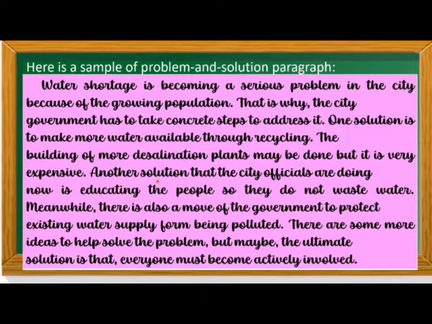So here's the sample of a problem and solution paragraph. So as you can see here, water shortage is explained until the end. So the end is the ultimate solution: that everyone must become actively involved. So this is the conclusion part, the middle sentence, and the beginning sentence or the topic sentence is there.